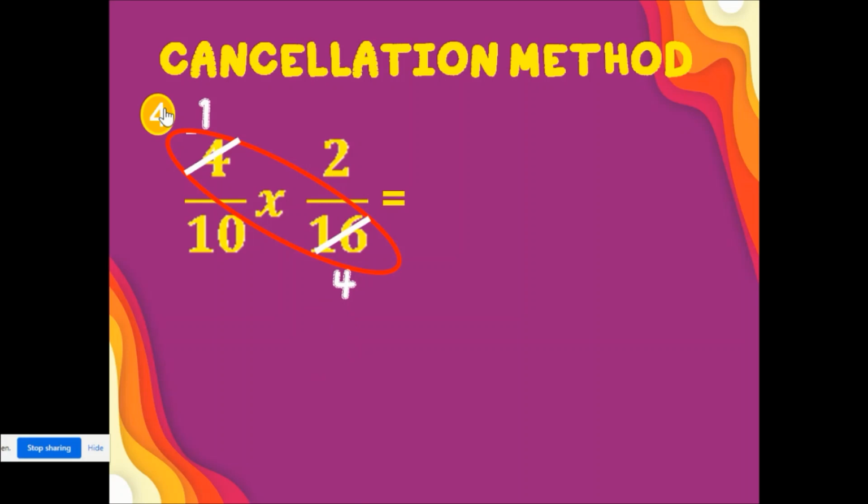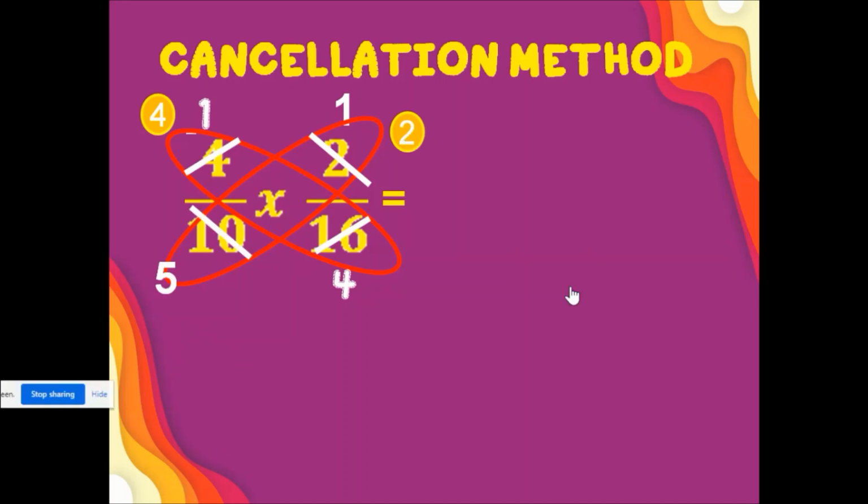And then next, the other cross numerator and denominator. So we have 2 and 10. Then let us think of the GCF of 2 and 10. Okay, very good. So we have 2. Then let us divide 10 and 2 by 2. So 2 divided by 2 is equal to 1. And then 10 divided by 2 is equal to 5.